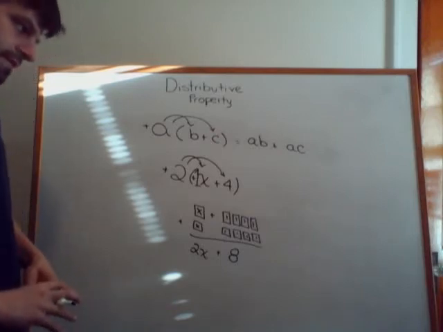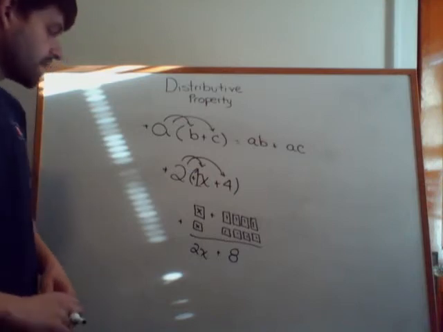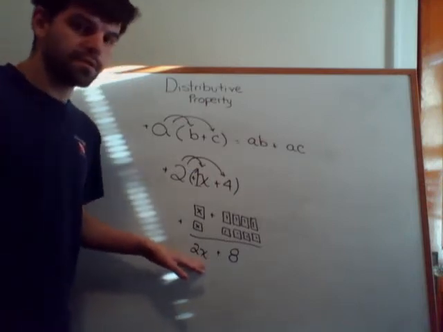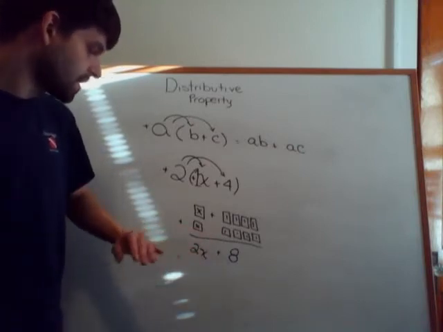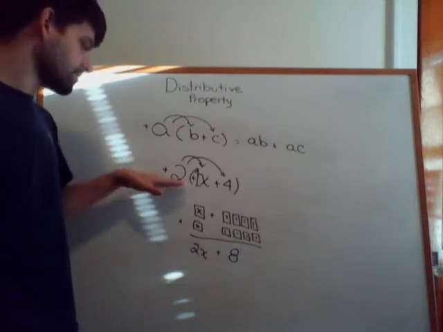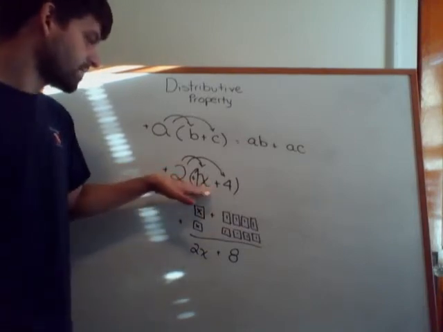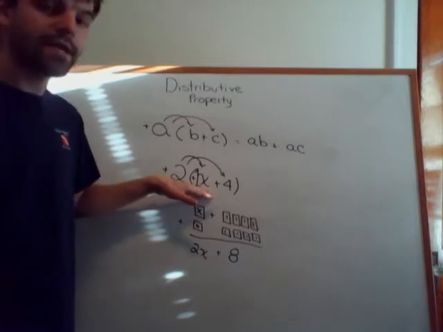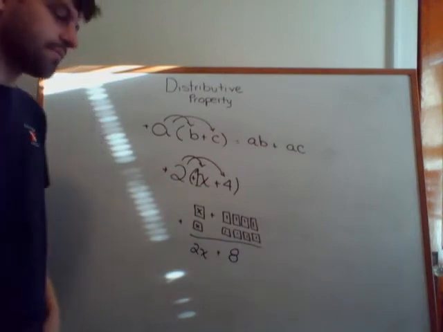Now, a question you might be asking yourself is, how can I check to make sure that I've done the distributive property correctly? Here's the answer to that. If I take the value of the term that I distributed and I got the outcome value, if I take that outcome value and divide it by the original outside value from the parentheses, and I get back my original value from before I distributed, then I know I've done the distributive property correctly. This is what I mean by that.